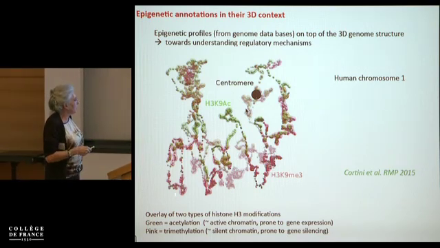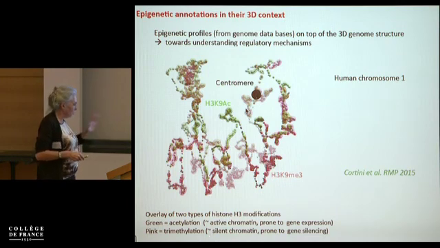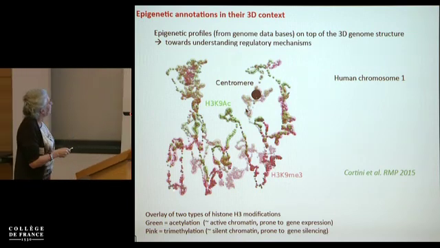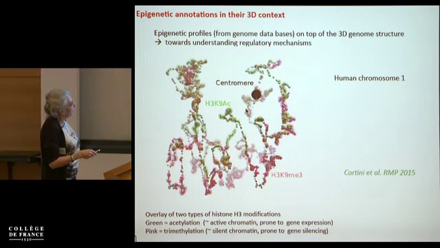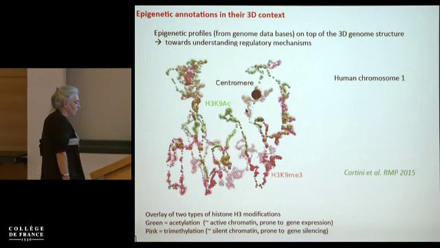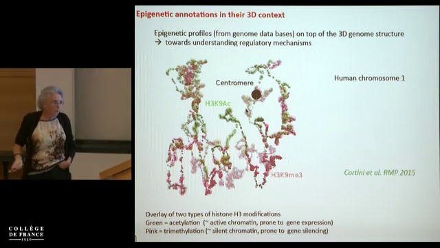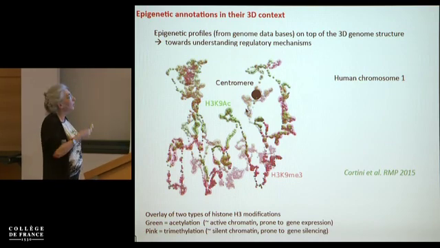For instance, this is an overlay considering two types of histone modification: acetylation, which is presumed to be associated with active chromatin, in green. So you see how it is located in the 3D structure. And in pink, the tri-methylation of histone, which is associated with silent chromatin, with silencing of genes. And you see the complementary location in the 3D architecture of the genome. So it is possible now with this tool, with this algorithm, to visualize any linear annotation of the genome in the 3D context.